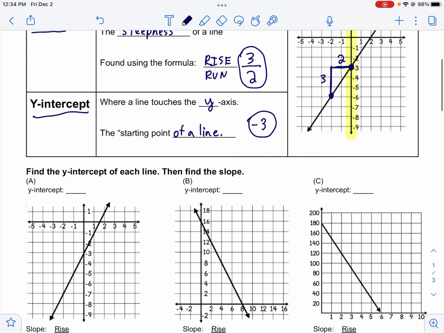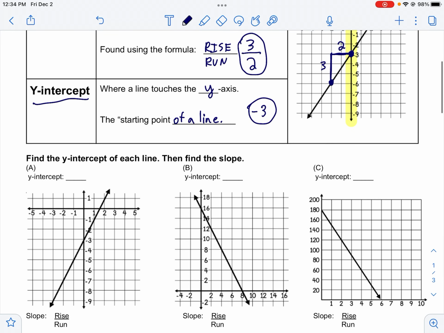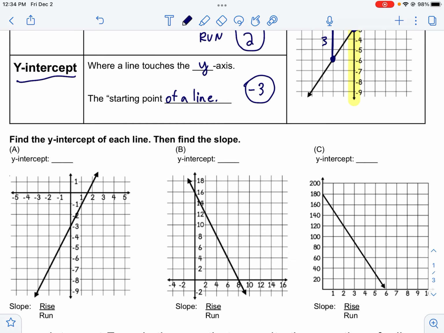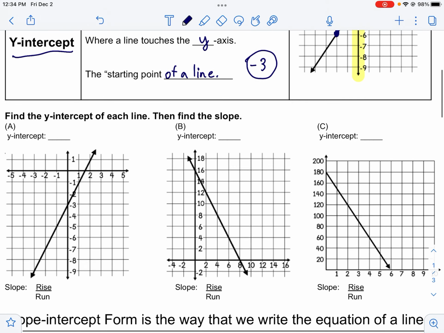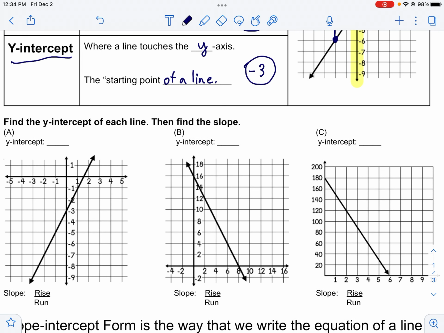All right, so take a second to pause the video and find the y-intercept for A, B, and C. When you're done, find the slope using the rise over run. Then unpause and see if you got them correct. For the first equation, or line, the y-intercept is at -3. In the second equation, we can see the y-intercept is at +16. And in the third equation, we can see it touches the y-axis at 180.